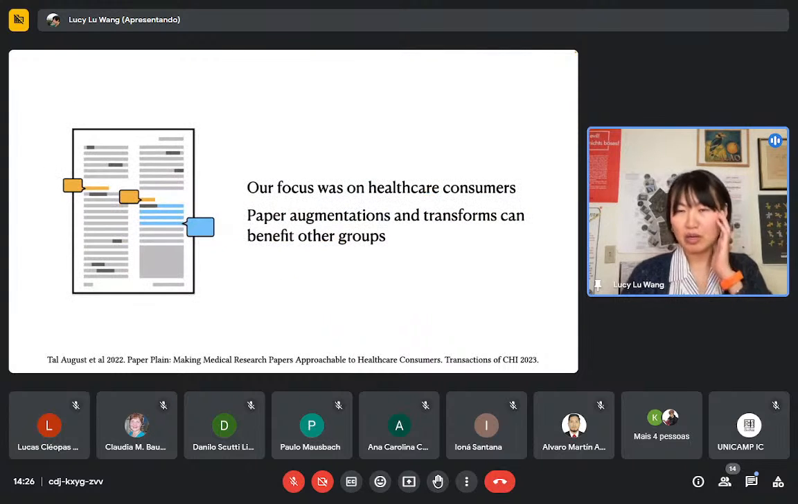In this work, our focus was on improving things for healthcare consumers. But I actually believe that these types of AI-powered paper augmentations and transformations have the potential to benefit other user groups as well. I would not mind having these types of augmentations if I were reading a paper outside of my primary domain.